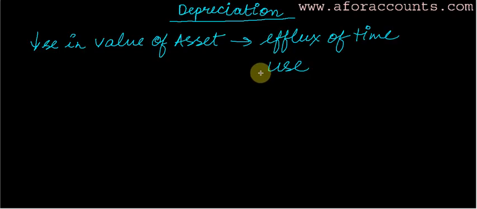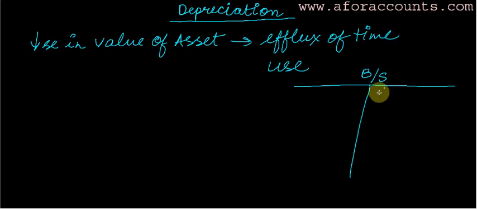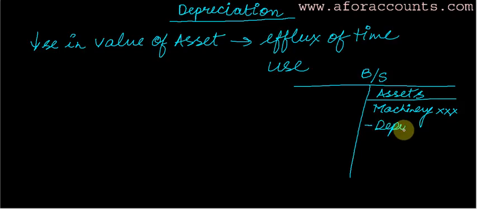Now how do we charge depreciation in your books of accounts? So this is your balance sheet, and in the balance sheet on the asset side you have your fixed assets, say your machinery. Now out of the value of machinery, charge depreciation, that is, less the depreciation portion, and only the net value is shown in your balance sheet.